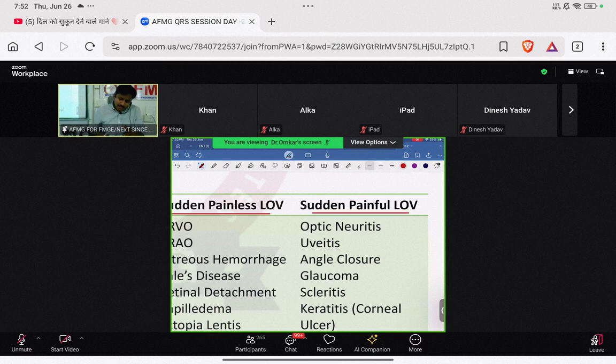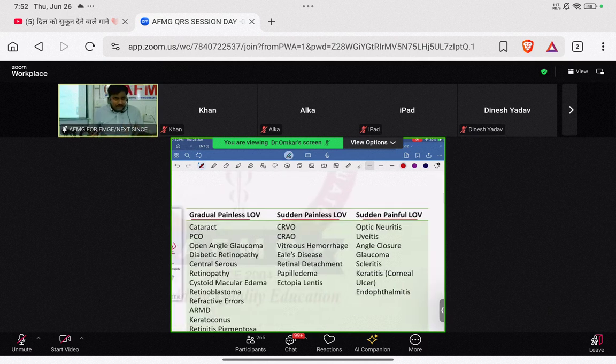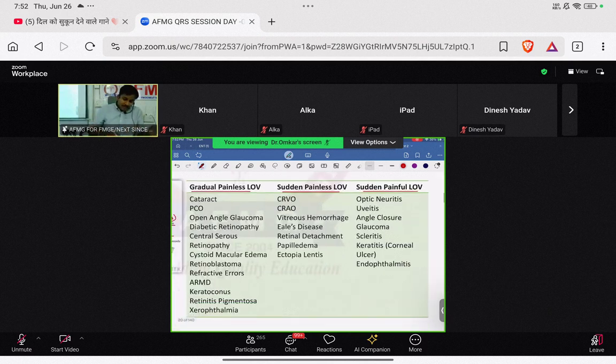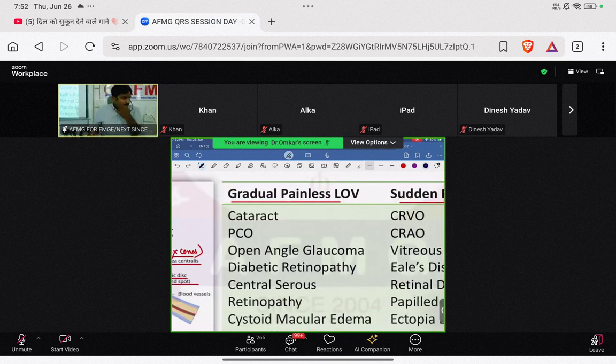And depending on this your diagnosis becomes very, very easy beta, because you don't have to think about the whole of ophthalmology, you just have to think about some diseases. Clear? First of all, if I talk about gradual painless loss of vision, here it could be seen in the most common cause of blindness known as, so I'm highlighting the important ones.